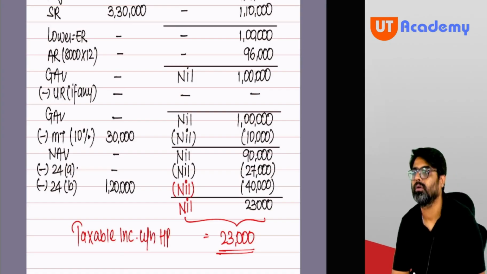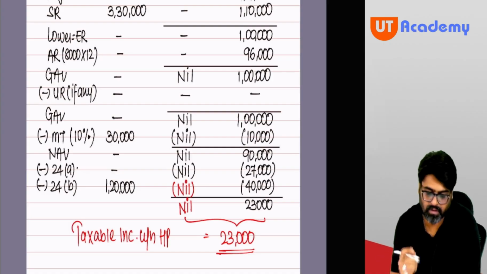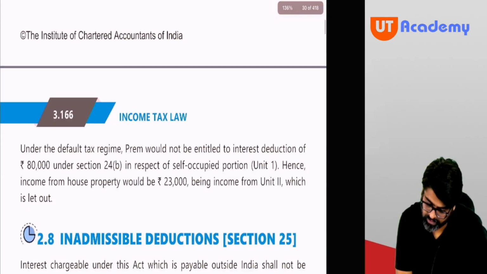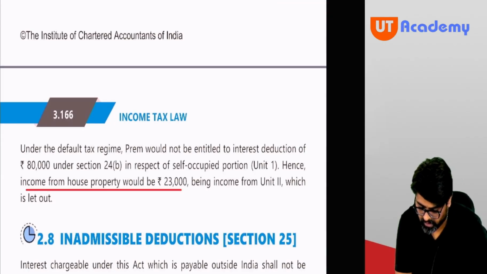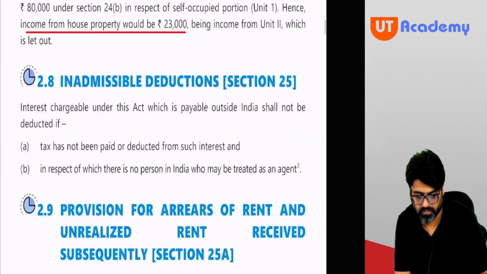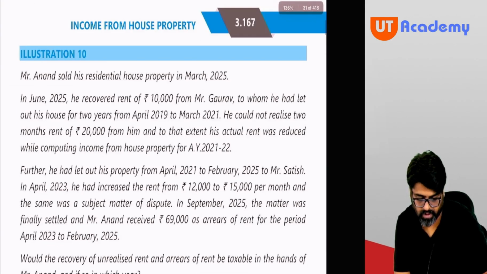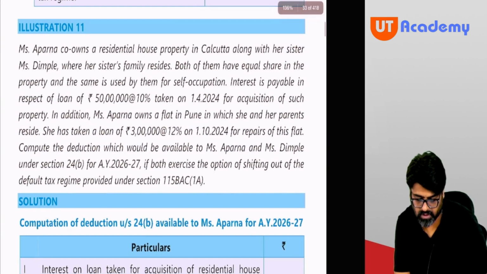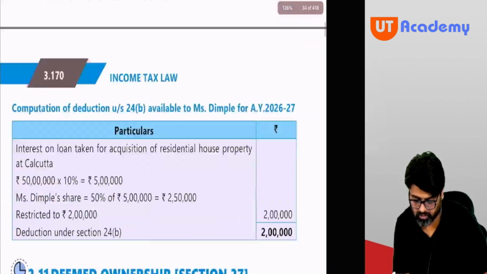Everyone got this? Do it at home today. Next question. See, final income, income from house property will be 23,000. Yes or no? Okay. 10th question we'll do later. 11th question, that also requires the co-ownership concept.